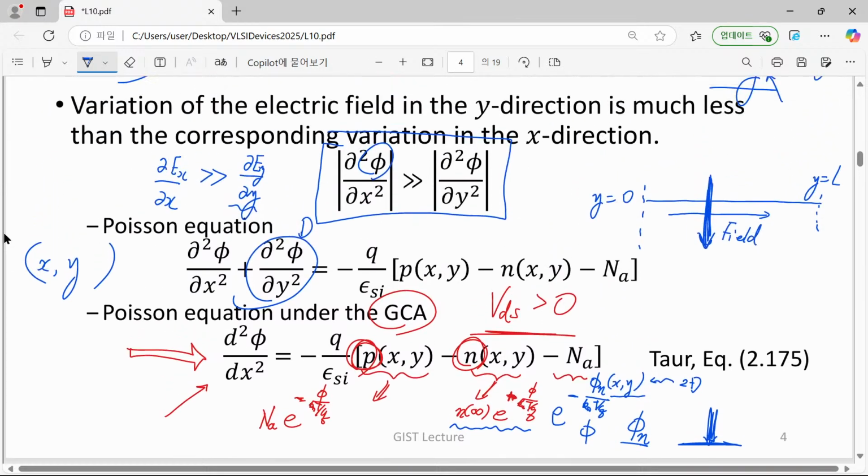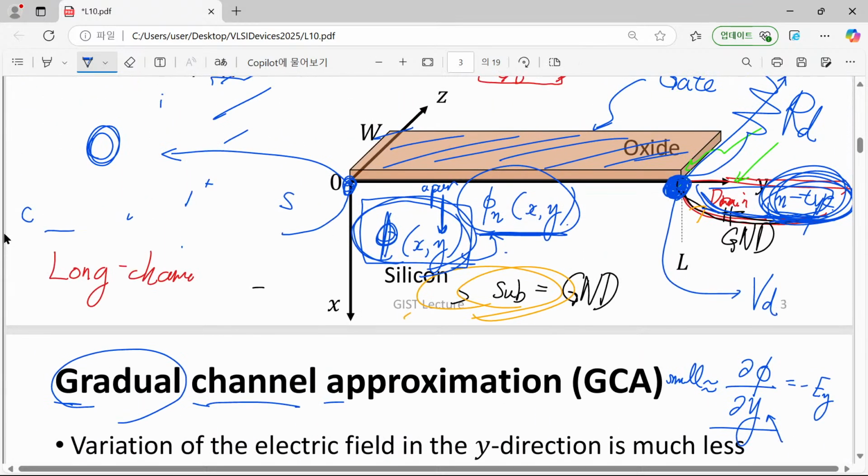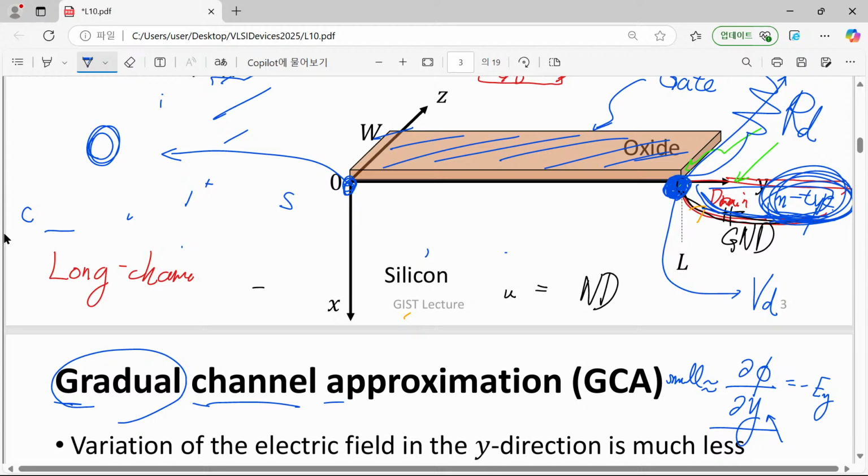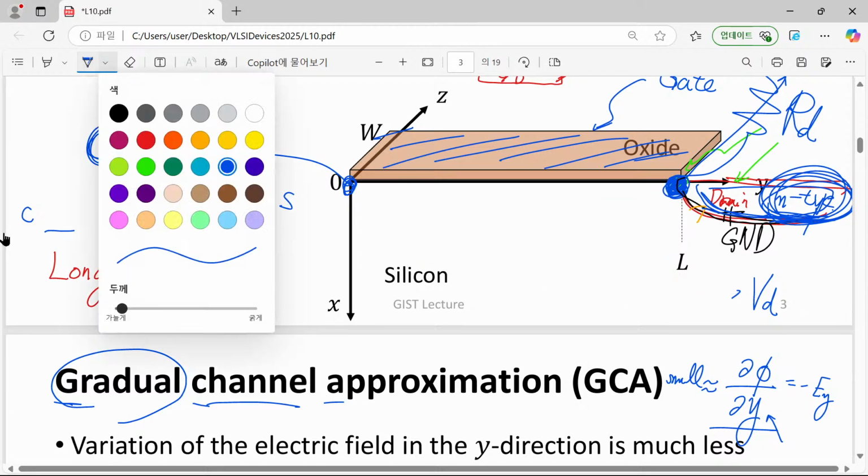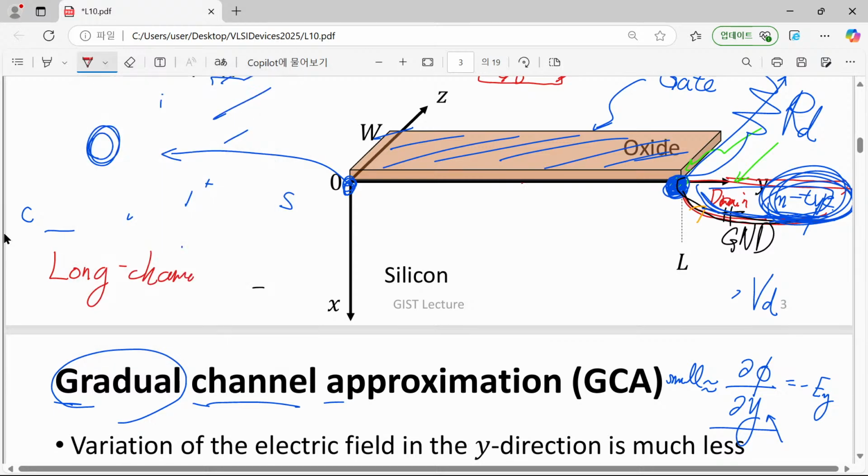So simply speaking, I'm saying that for this slab, they share the same electron quasi-Fermi potential, and also for this one, they share the same electrostatic potential.